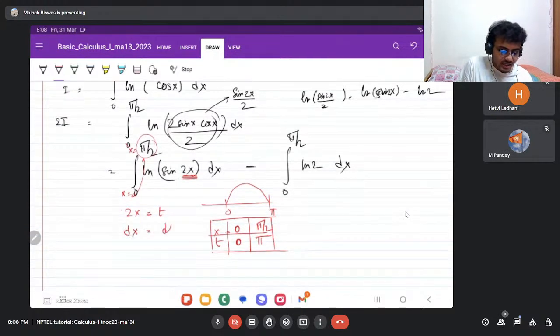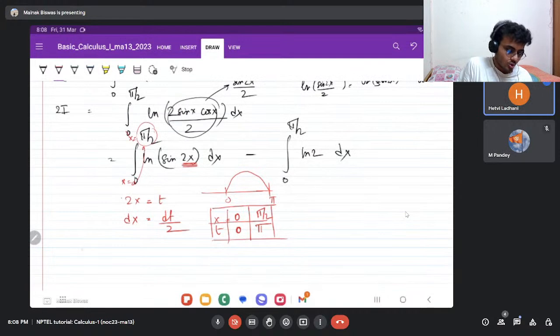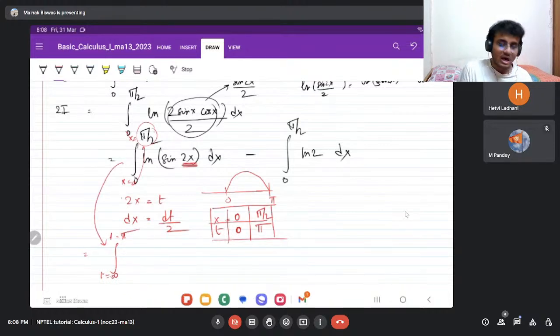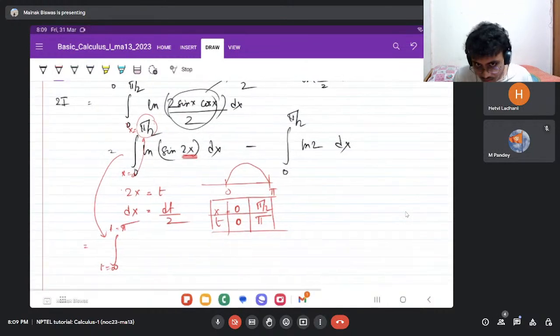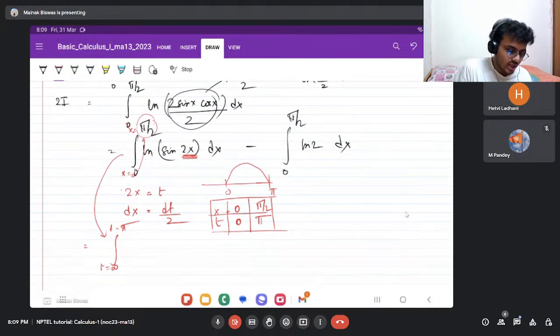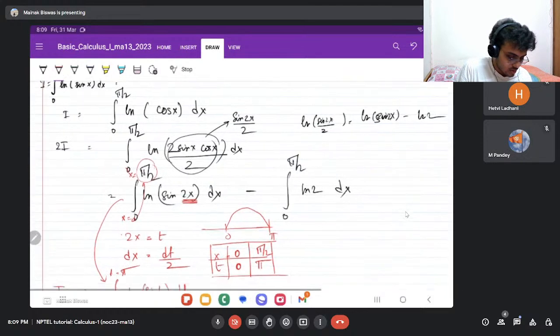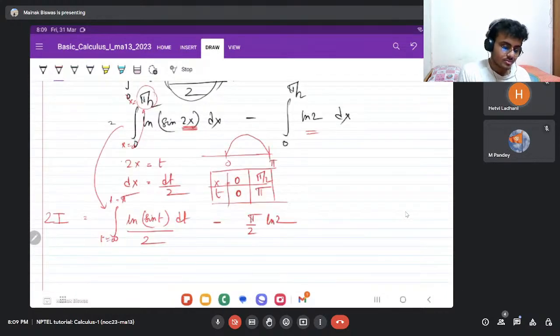Now dx is dt by 2. Agreed? Yes, sir. So I will replace this equation as 0 to t equal to 0 to pi. This is what I wanted to show you, how to do substitution for definite integrals. Did you understand how to do substitution for definite integrals? Yes, sir. So I replaced x with t. So log of sine t dt by 2, right? This is equal to 2I. Is it? Yes, sir.